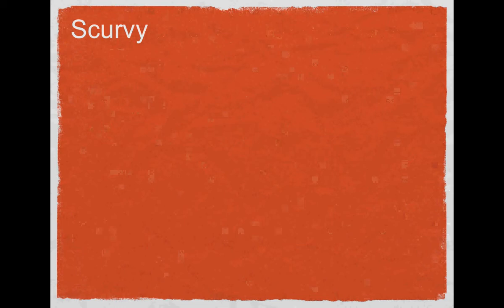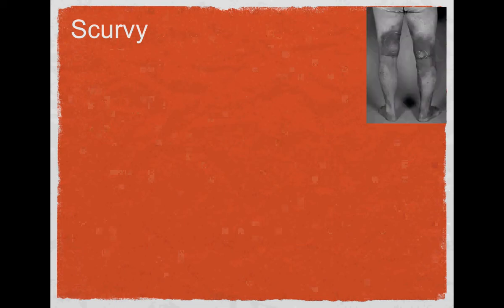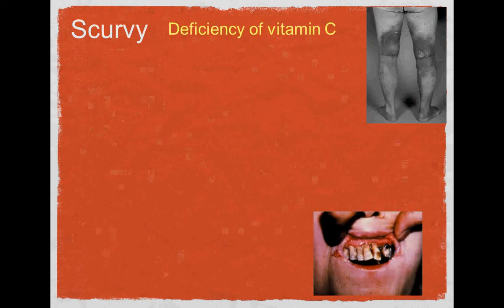Scurvy. Scurvy is that lack of vitamin C. This is some typical bruising of a person that has scurvy. And so this is that lack of gum tissue, because again, vitamin C is important to making collagen, which helps hold our gums together. Looks so pretty.